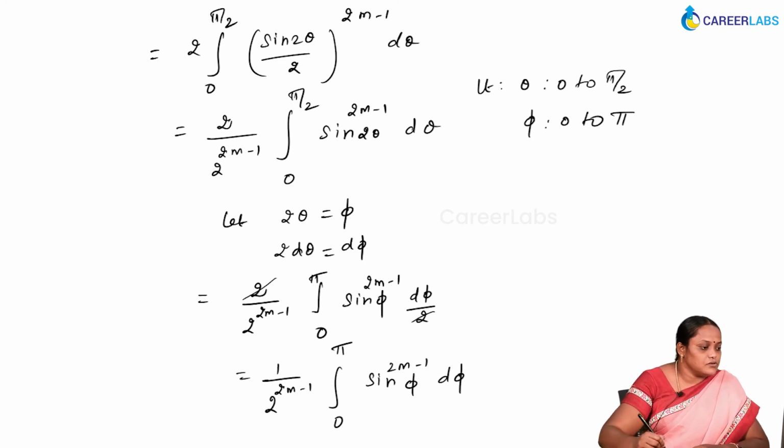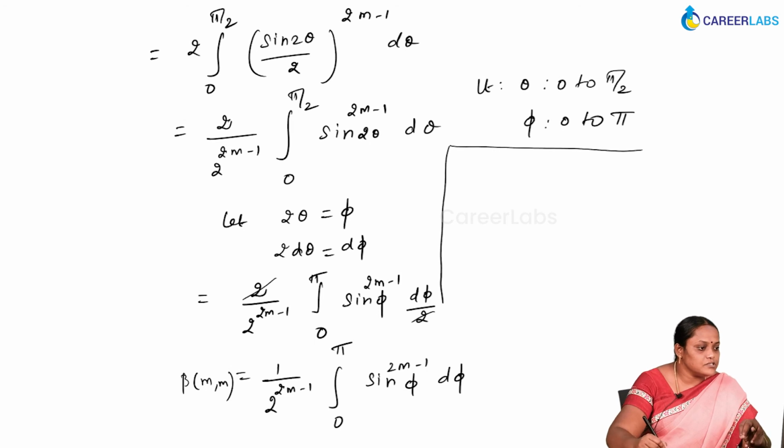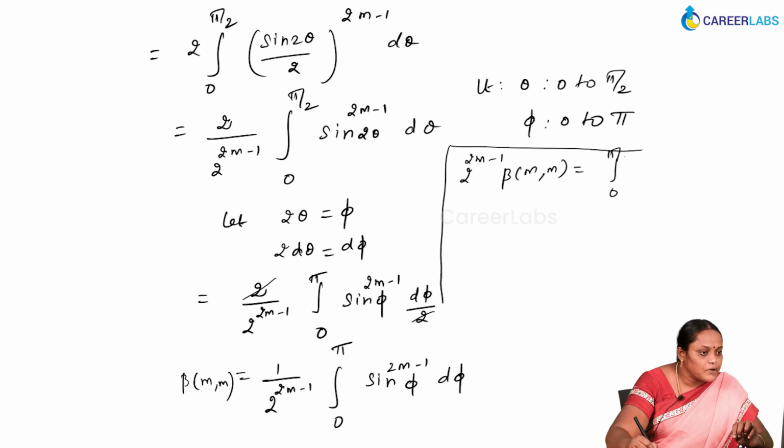Okay. So this is nothing but beta of m comma m. So you can take the constant to this side. So this is 2 to the power 2m minus 1 into beta of m comma m, which will be equivalent to the integral 0 to pi by 2 sine to the power 2m minus 1 phi d phi.